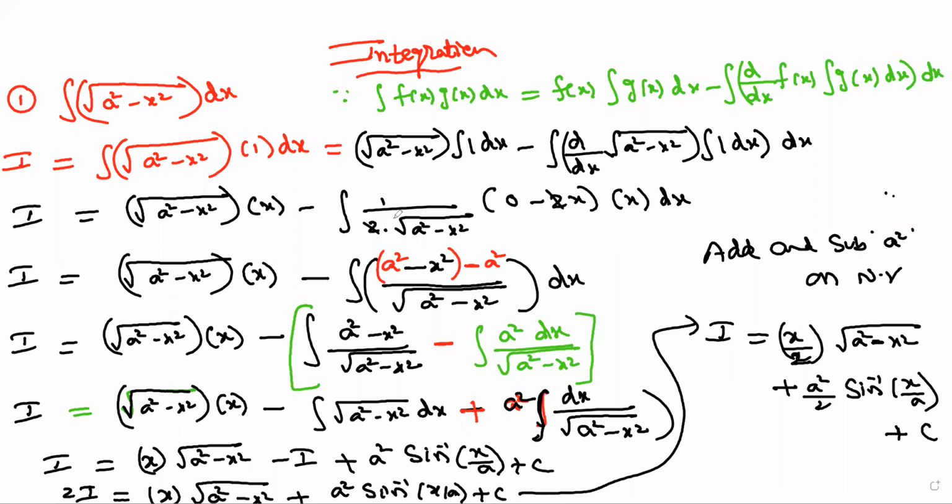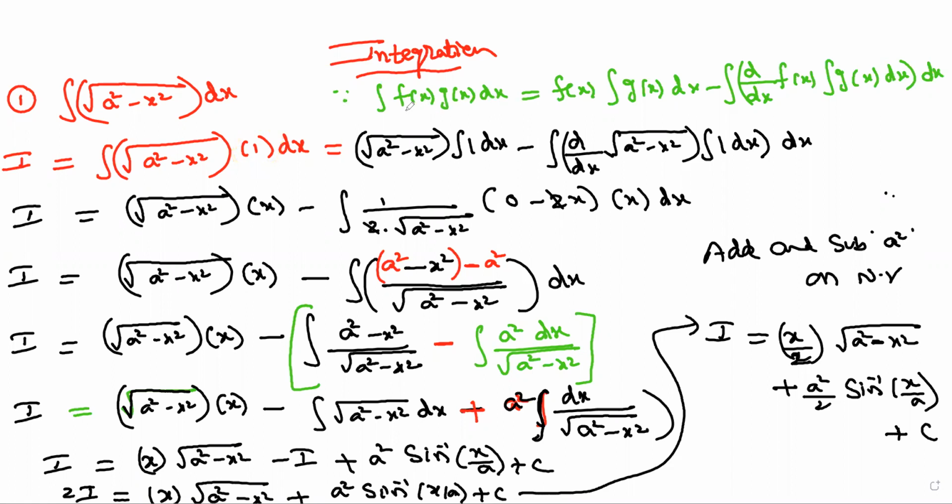Okay, now explain integration theorems. The first theorem: integral of root under a square minus x square dx. Here one function is given. Let us take the second function, g of x, equal to 1. So now we should apply the integral by parts formula.